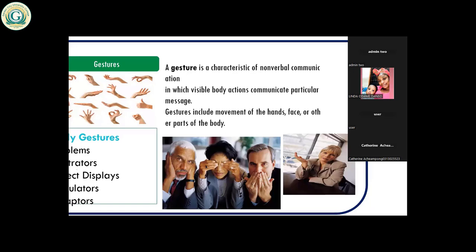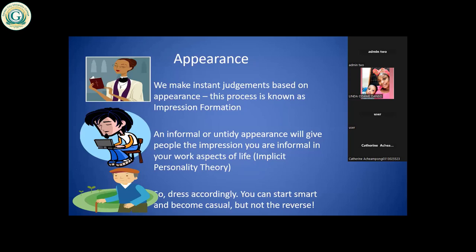And appearance speaks much and can make people judge us. We make instant judgments based on appearance. This process is known as what? Impression formation. An informal or untidy appearance will give people the impression that you are informal in your work and aspects of life. A nurse in a uniform, you can tell this is a nurse, this is a doctor. We call it implicit theory.